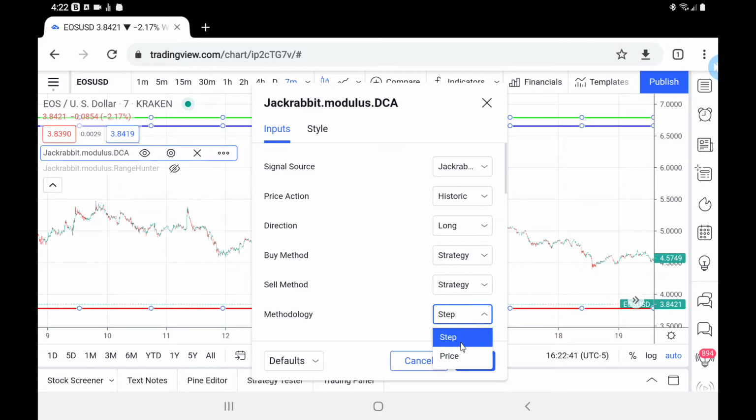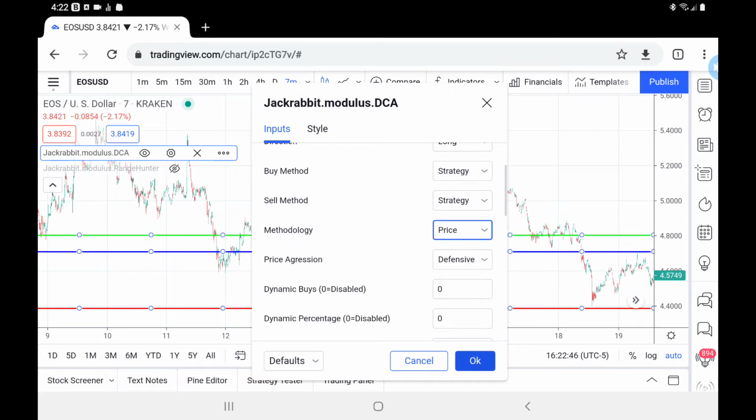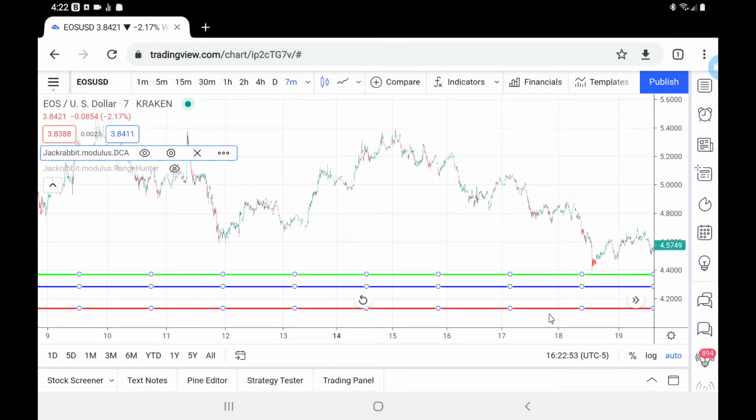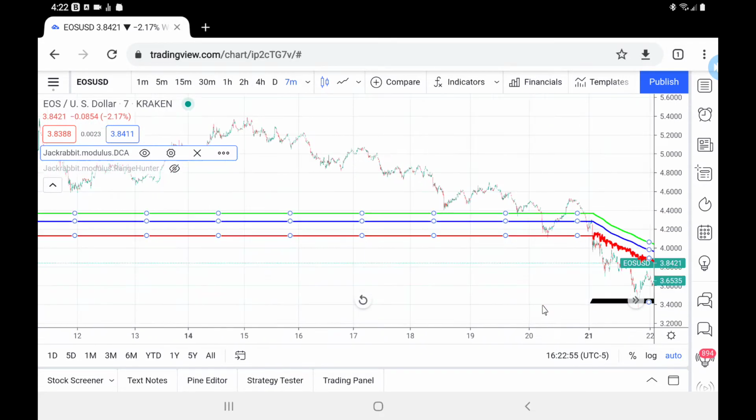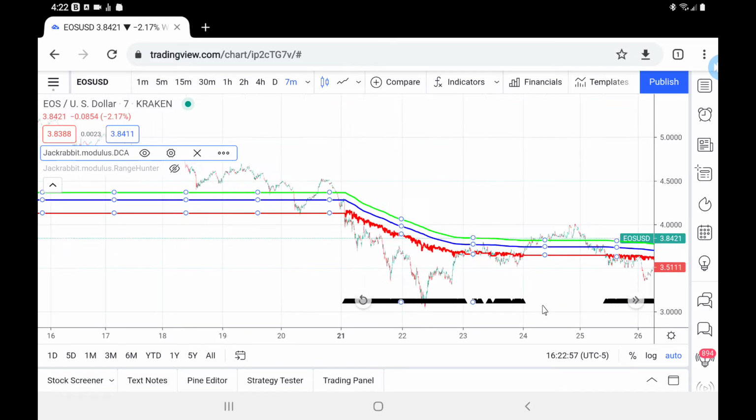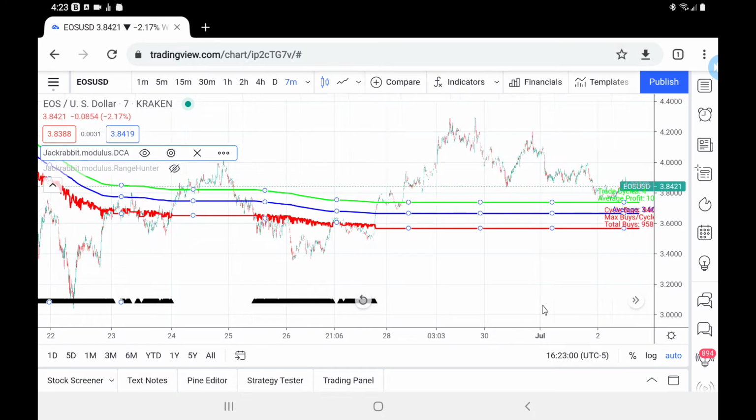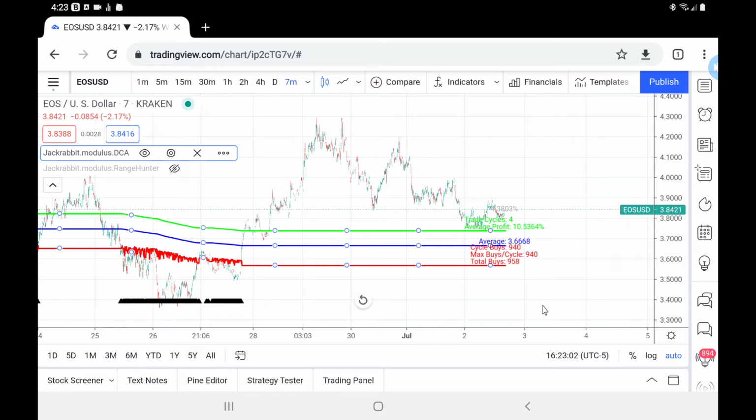Let's move to price action so I can move to average deviation. Okay, now that we have this, we see clearly this is a hot mess. 940 trades. But we see that it does well with lowering the price.